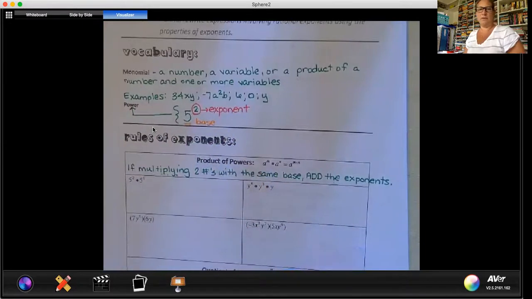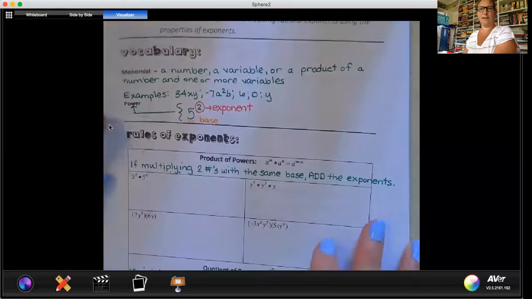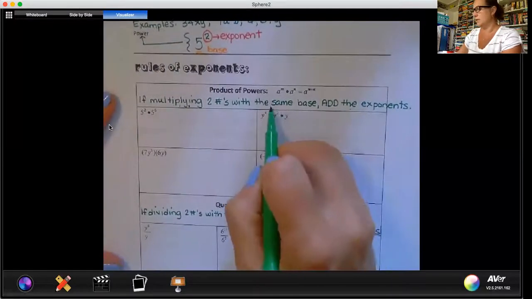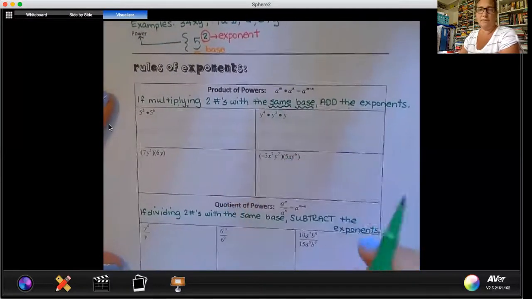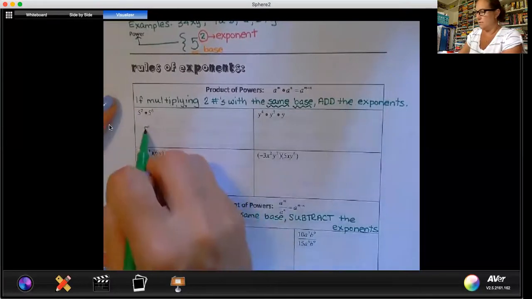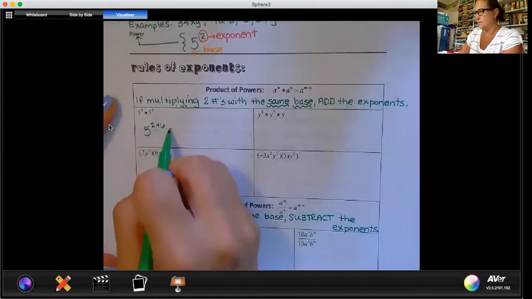So product of powers is our first rule of exponents. If multiplying two numbers with the same base, then you add the exponents. So the same base is your key here. If you don't have the same base, you can't do this, but if you do, you add the exponents. So this would be 5 to the 2 plus 6, which is 5 to the 8.